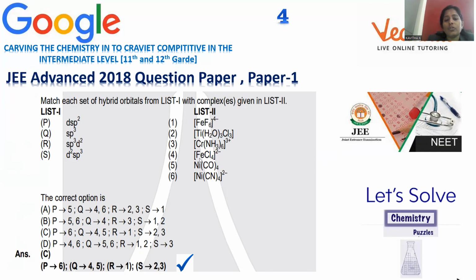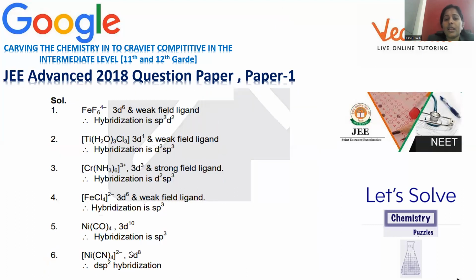d2sp3 for both: titanium with H2O taken 3 and Cl3, and chromium with NH3 taken 6. Both are d2sp3. What difference can you notice? Outer shell and inner shell configuration. sp3d2 is called outer shell hybridization. d2sp3 is called inner shell hybridization. This is the way we can go for the answer, and that will be C. For question number 4, option C will be the correct answer.